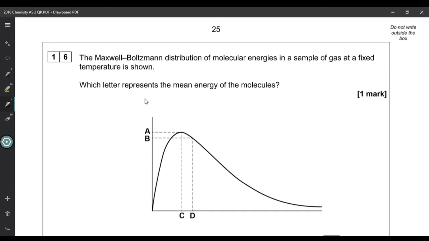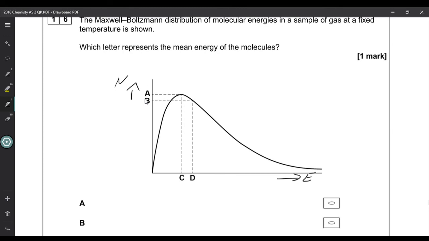The Maxwell-Boltzmann distribution of molecular energies in a sample of gas at a fixed temperature is shown. Which letter describes the mean energy of the molecules? So remember, we've got energy along here and number up there. So it's going to have to be C or D. Now C is the maximum, the energy where we have maximum population, and D is the mean energy.